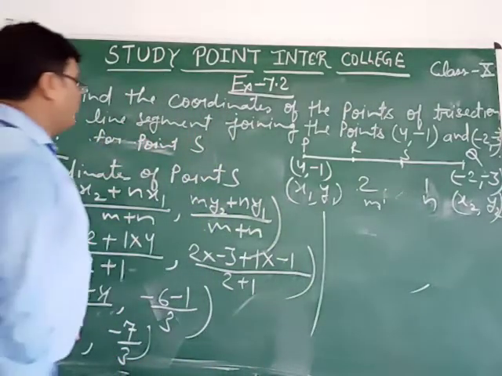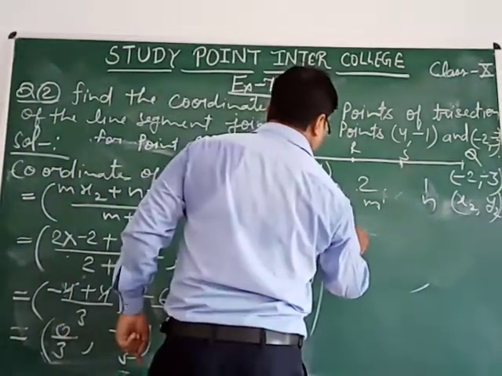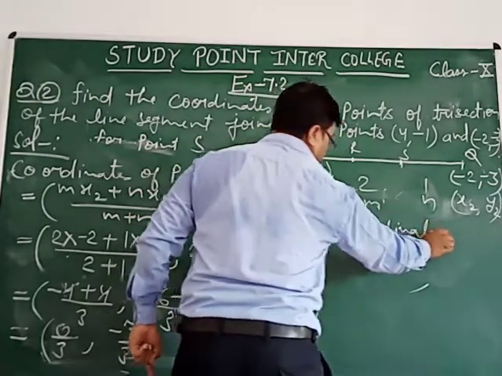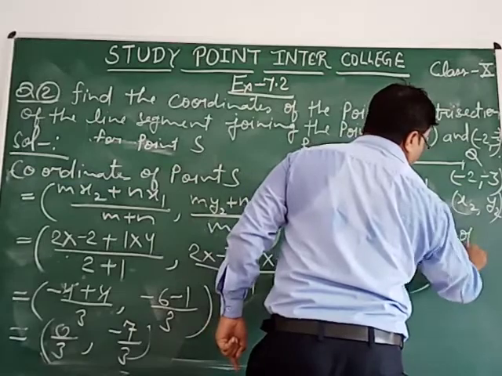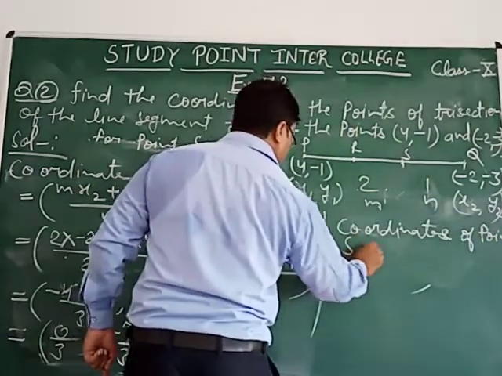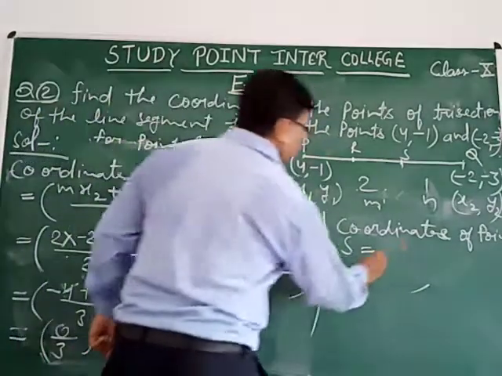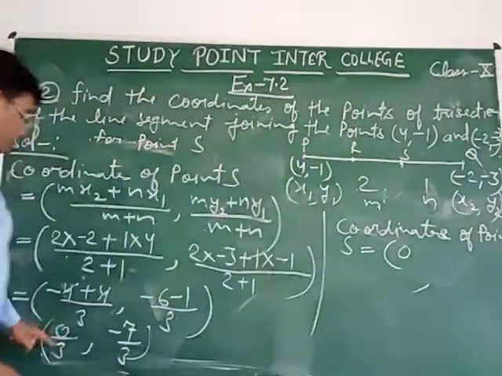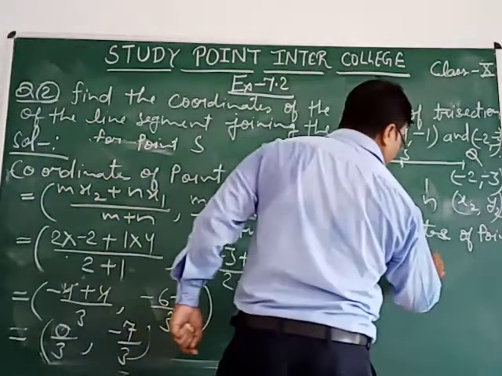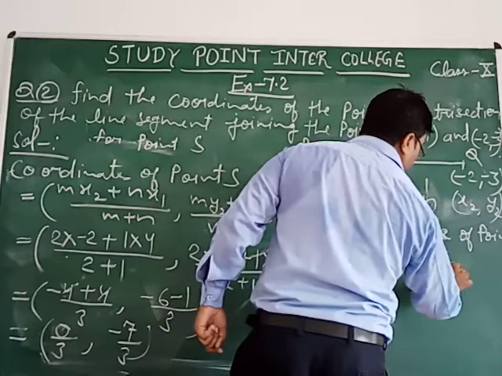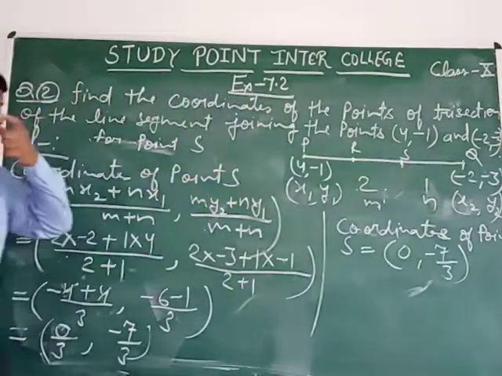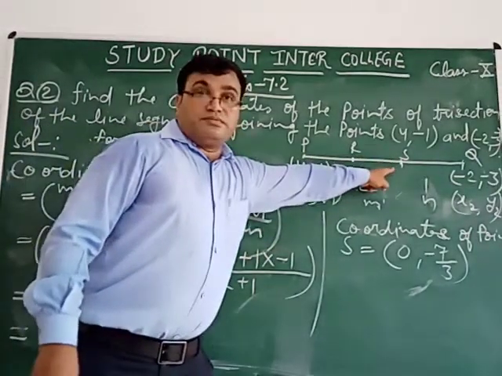So coordinates of point S equal to 0 upon 3, which is 0, and minus 7 upon 3. This is the point S.